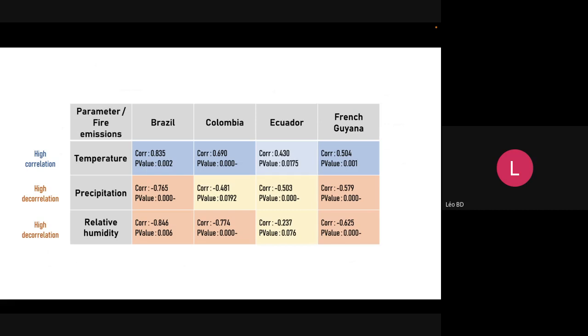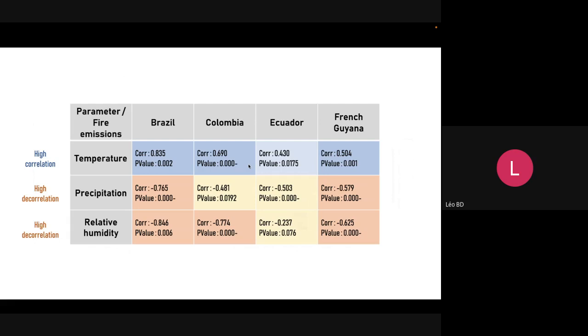So temperatures are highly correlated to fire emissions in every country. Precipitations are highly decorrelated to fire emissions in every country, as expected. If it rains more, there are fewer wildfires. And finally, relative humidity is highly decorrelated to fire emissions. And of course, humidity is correlated to precipitation in some ways, so it makes sense that these two parameters are decorrelated in the same way. And you can observe the correlation and the p-value for each of the results.